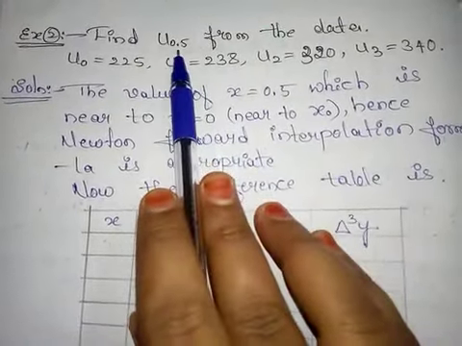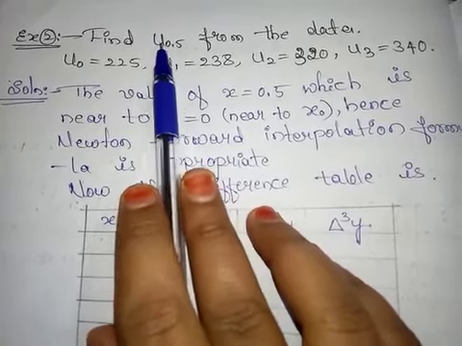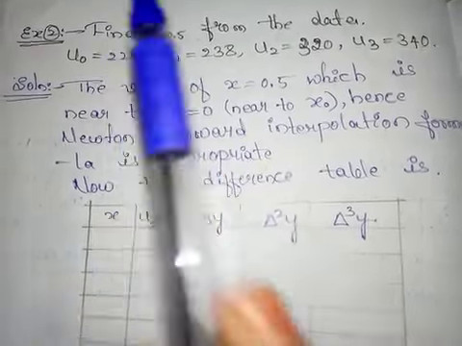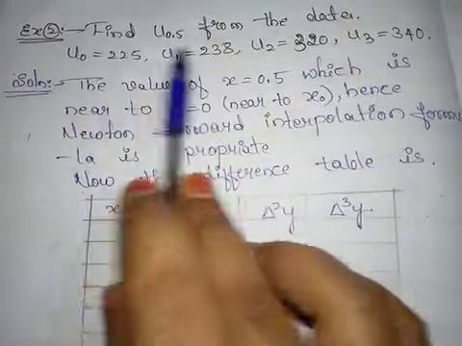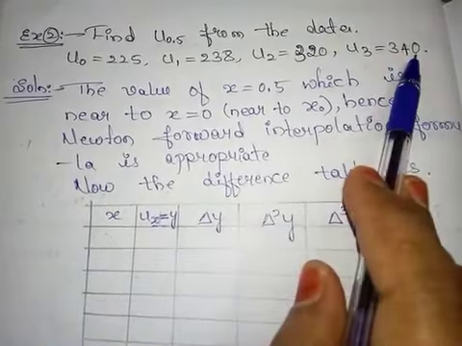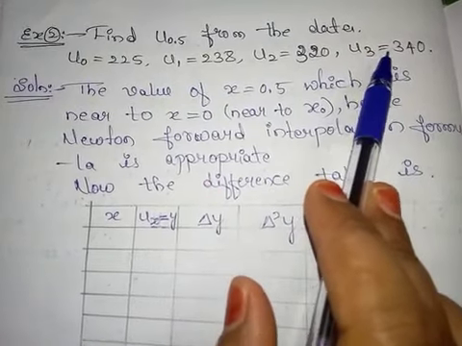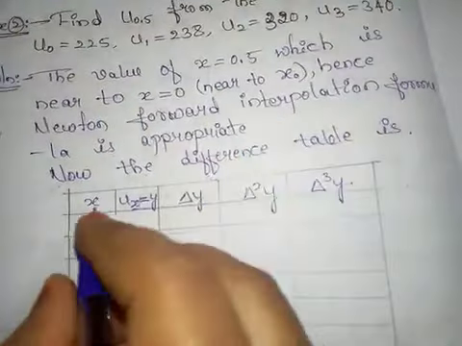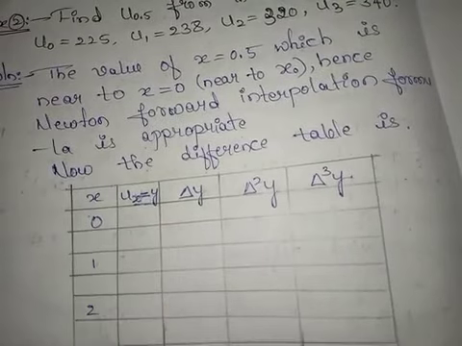Here yr is given in the form of u at 0.5. If you consider this as x, it will be u of x is equal to y. Here this u indicates y, so these are the values of y, and 0, 1, 2, 3 are the values of x. Now we will write the values of x: 0, 1, 2, 3.